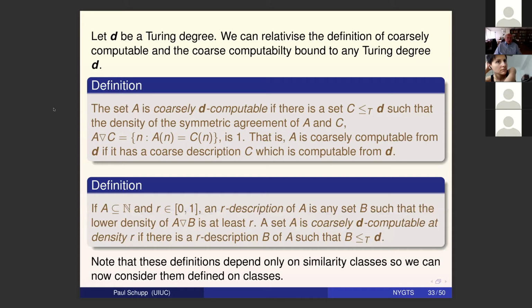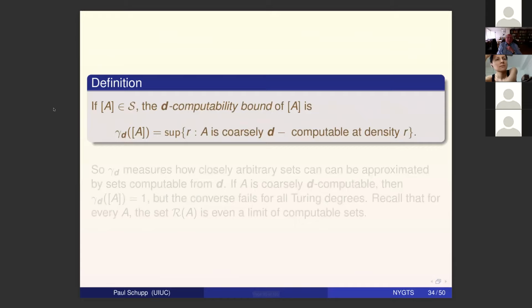No, that was right. Now you define it: coarsely D-computable at density r, it's the same thing. There's a description B of A, at density r, which is computable from D. And again, of course, these definitions depend only on similarity classes, so we can consider them defined on classes. This is the same thing as gamma, we just put a subscript D on it. It would be the supremum of the r such that A is coarsely D-computable at density r. So the point is, gamma_D measures how closely arbitrary sets can be approximated by sets computable from D.